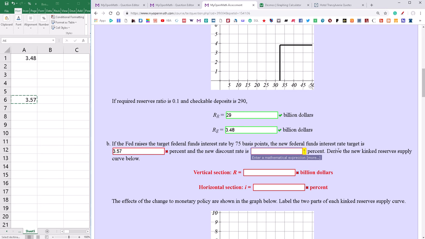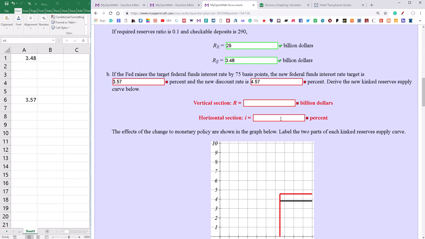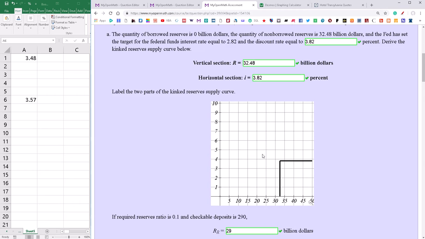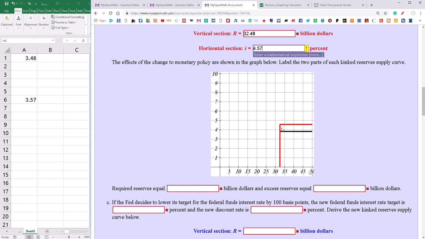So given current discount rate policy, the discount rate is 100 basis points higher than the target, so the new discount rate would be 4.57. Now the quantity of reserves hasn't changed, so the vertical section is still at 32.48. The horizontal section is the new discount rate of 4.57. If I go over here, you can see that I'm at 4.57, and the old supply curve, which is underneath the red supply curve, is at 3.82. So the supply curve shifted upward.